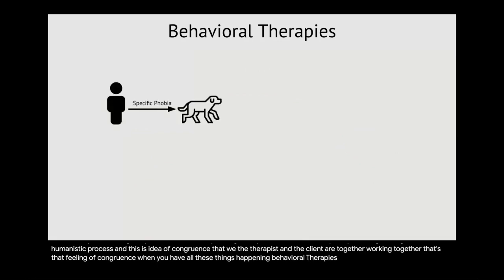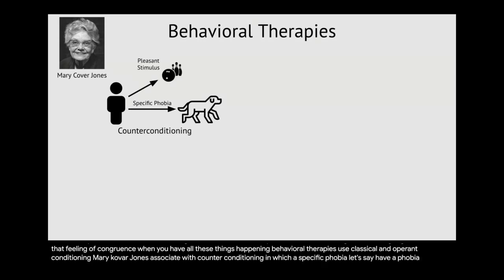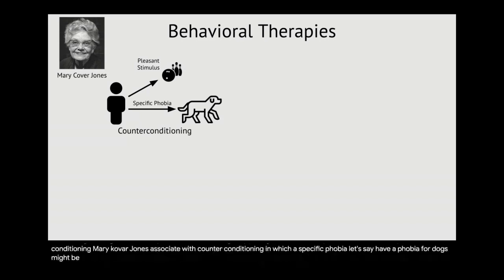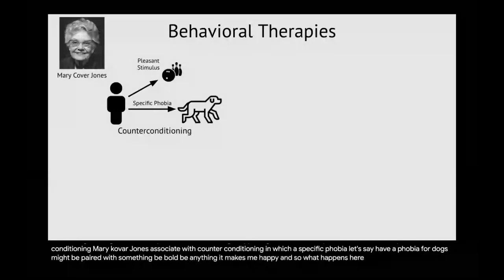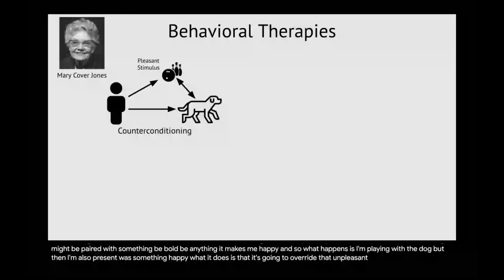Behavioral therapies use classical and operant conditioning. Mary Cover Jones is associated with counter conditioning, in which a specific phobia, let's say I have a phobia of dogs, might be paired with something that normally makes me happy. Let's say it's bowling. It doesn't have to be bowling, it can be anything that makes me happy. And so what happens here is I'm presented with a dog, but then I'm also presented with something happy. What it does is override that unpleasant feeling and make me feel happy. And it's quite effective when used appropriately.